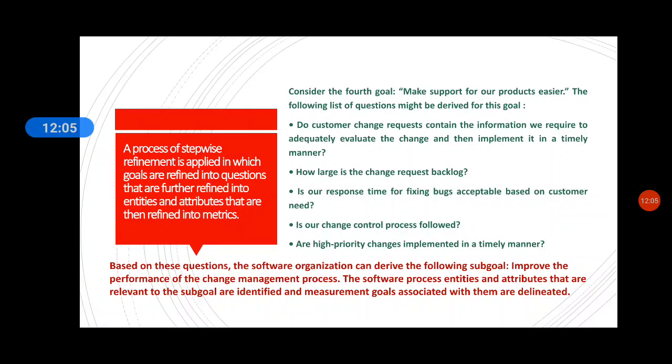Based on the above questions, the software organization can derive the following sub goal: improve the performance of the change request management process. The software process entities and attributes relevant to the sub goal are identified and measurement goals associated with them are delineated.